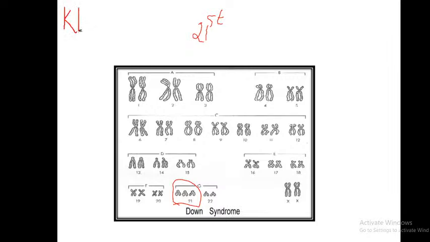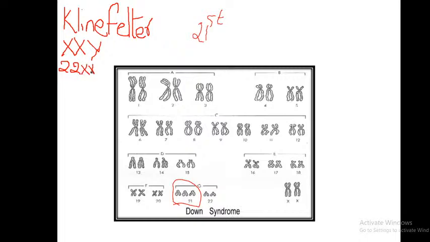Klinefelter syndrome is a syndrome in which there is a change in the number of sex chromosomes, and this arises as a result of the fusion between 22XX plus 22Y. Then as a result, a 44 autosomes plus XXY individual will be formed. Clear? This is known as Klinefelter syndrome, and that is related with the sex chromosomes XXY. This is also a trisomy because one number increased, a trisomic condition.